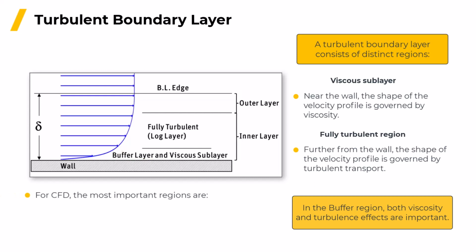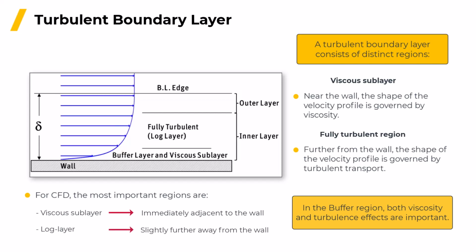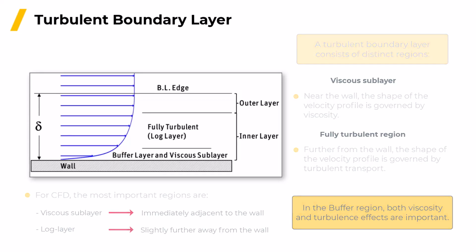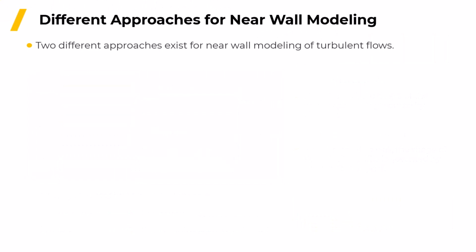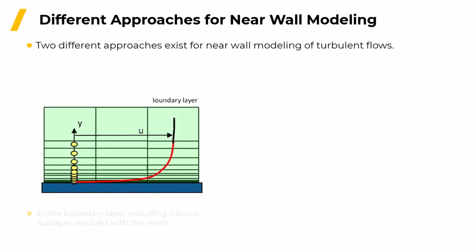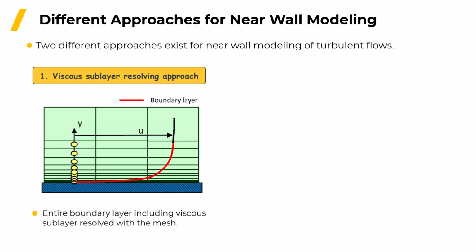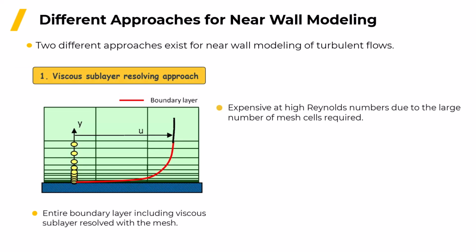As we'll see in a minute, the regions that are most important for CFD are the viscous sublayer and the fully turbulent region. To deal with the turbulent boundary layer in CFD, we can choose from one of two different approaches. One method is to resolve the steep profiles within the viscous sublayer by using a very fine mesh. This method is known as the viscous sublayer resolving method. It can become expensive at high Reynolds numbers due to the large number of mesh cells required.